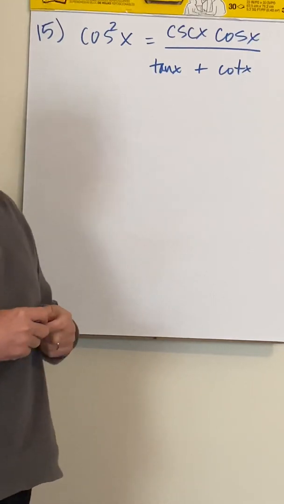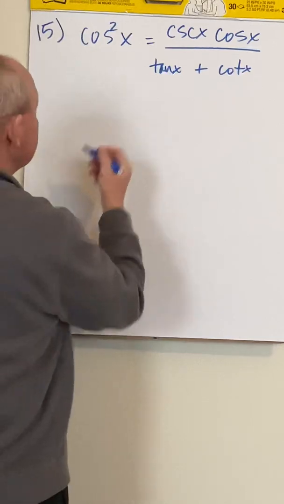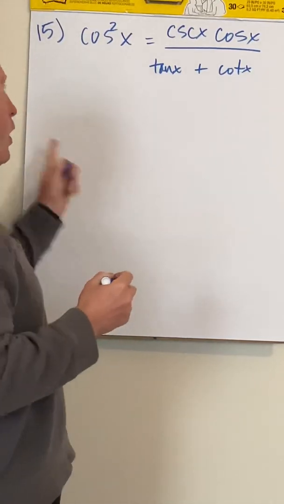I think I got to turn everything into sines and cosines. That's probably the best thing to do. And it's going to be pretty big, and so I'm going to go all the way over to here.